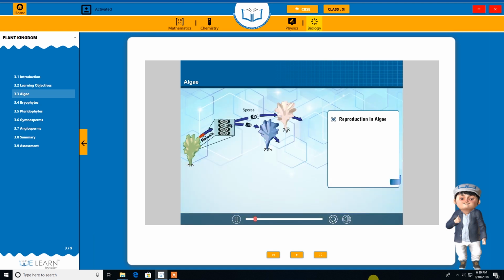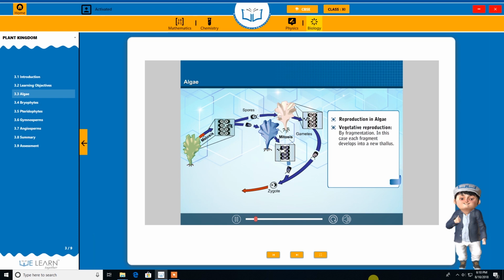Reproduction in algae. Vegetative reproduction is by fragmentation. In this case, each fragment develops into a new thallus. Asexual reproduction by flagellate zoospores gives rise to new plants. Sexual reproduction takes place by fusion of two gametes.